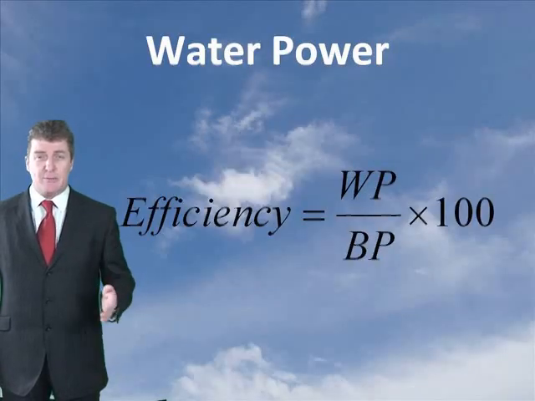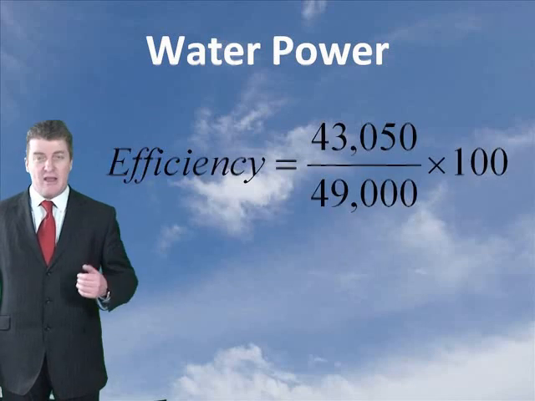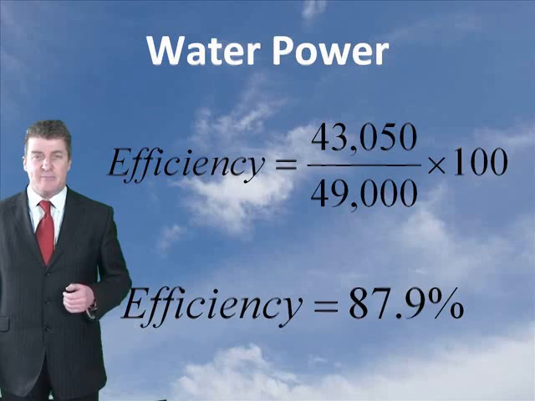Now we need to determine the efficiency using the following formula. Efficiency equals water power divided by brake power times 100. Put the known variables in. This time you get an efficiency of 87.9%.